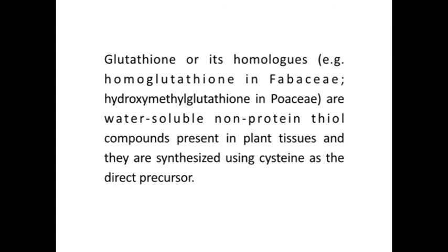Cysteine is further incorporated into proteins and glutathione and serves as the substrate for various other reduced sulfur compounds. The various other sulfur compounds in plants are as shown here. The first one is glutathione. Glutathione or its homologues, for example homoglutathione in Fabaceae, hydroxymethylglutathione in Poaceae, are water-soluble non-protein thiol compounds present in plant tissues, and they are synthesized using cysteine as the direct precursor. The synthesis of glutathione and its homologues involves 2 steps of ATP-dependent reactions.